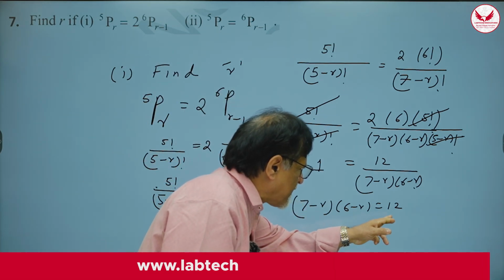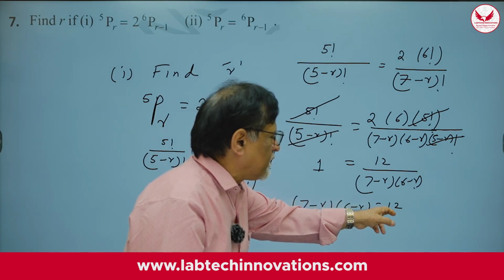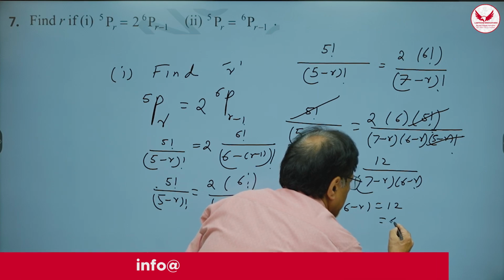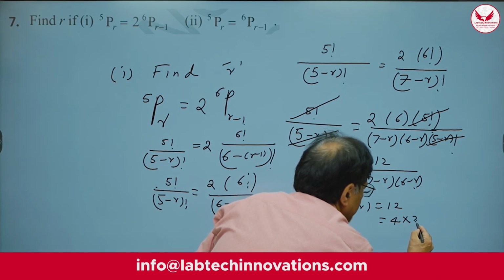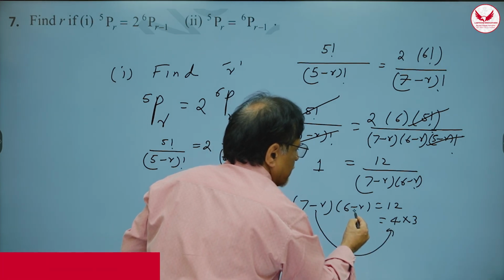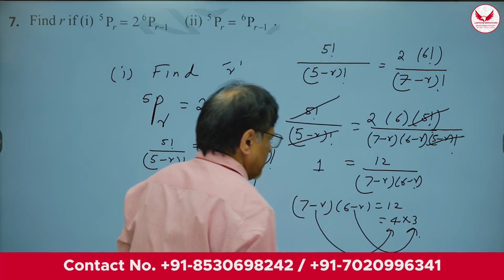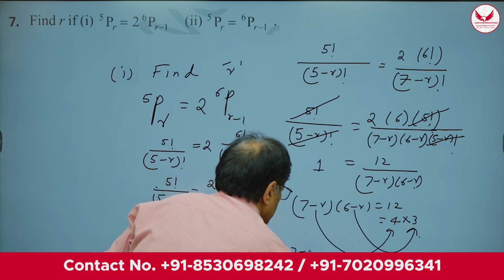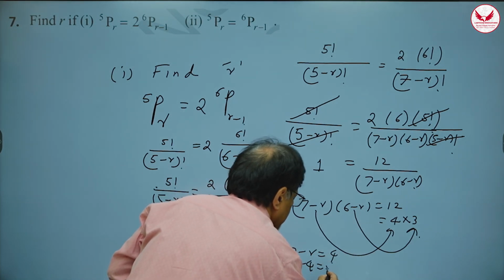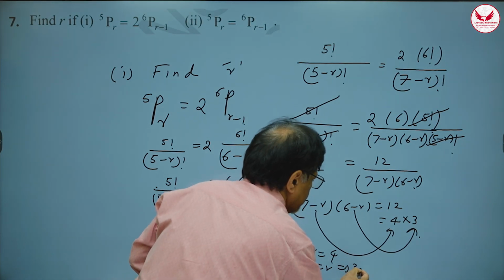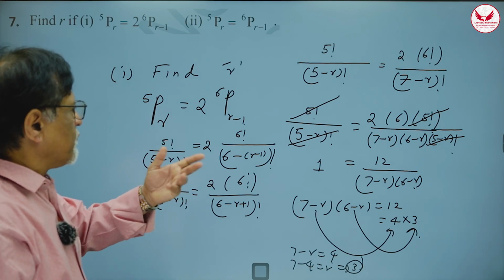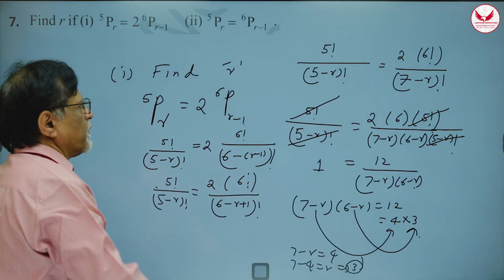So I have to just factorize 12 in such a way that the two factors will be consecutive numbers, which I already know: the factors are 4 multiplied by 3. So this gives me 7 minus r is 4 and 6 minus r is what? 3. So that means 7 minus r is 4, so 7 minus 4 is r. So r is equal to 3. Correct? So we have found the value of r. r is 3. So that is the first question.